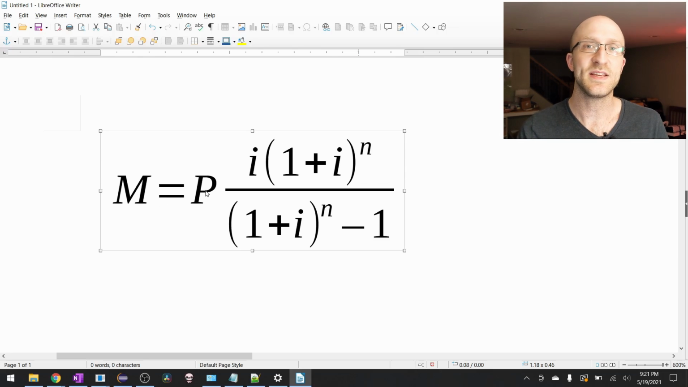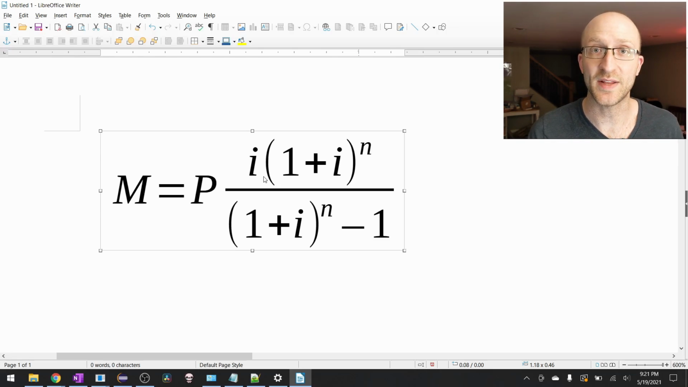The P in this case is the principal amount. That's the total amount of the loan. So for example, if you're borrowing $100,000 to pay for a house, your principal amount would be $100,000. I, in this case, is the interest rate. In our case, since we're coming up with monthly payments, we're going to need to generate the monthly interest rate. And that's very simple to get from the annual interest rate. We'll talk about that later.